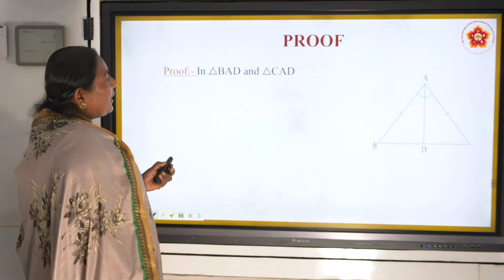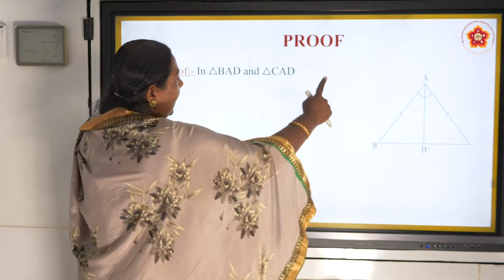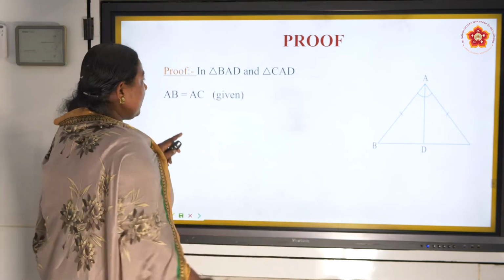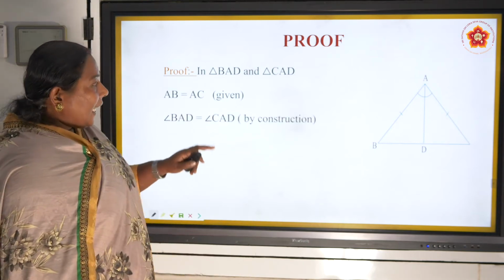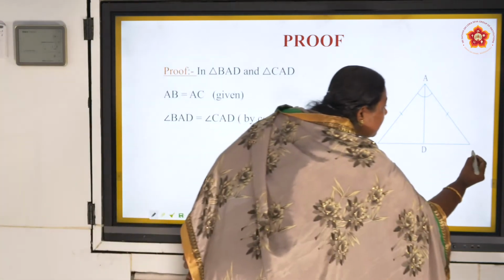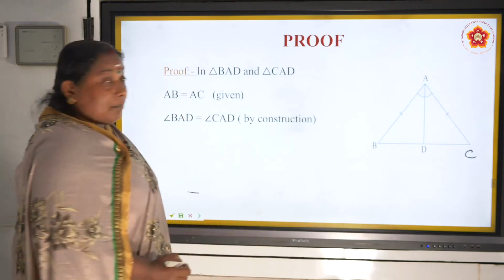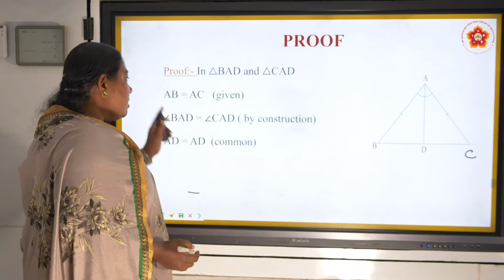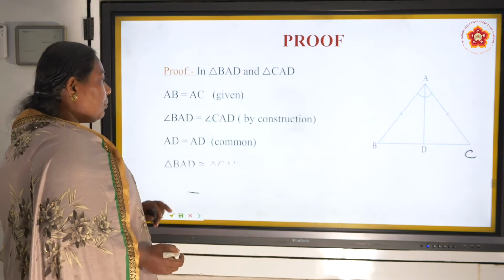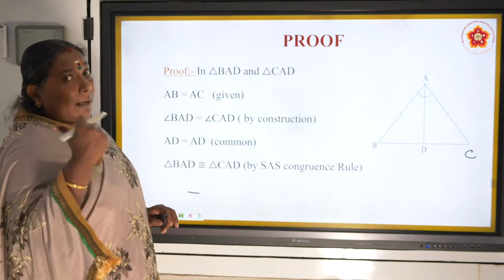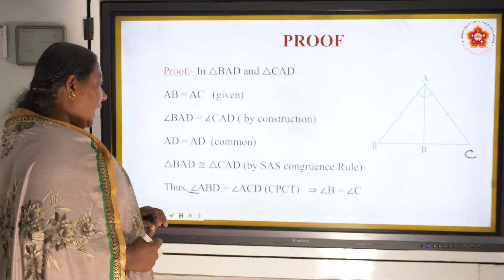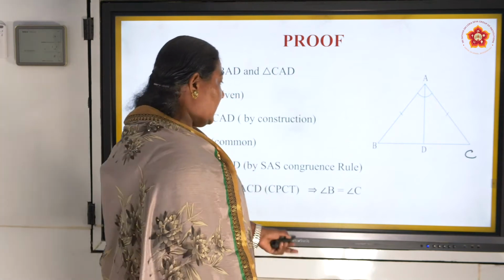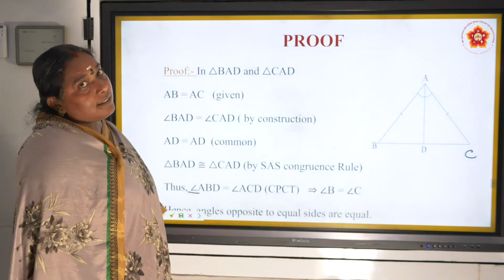My proof: in triangle BAD and triangle CAD, AB is equal to AC, and angle BAD is equal to angle CAD by my construction, and AD is common. On the basis of angle-side-angle, I am proving that the two triangles are congruent. My helper CPCT will give that angle B is equal to angle C. Hence, we proved the theorem.